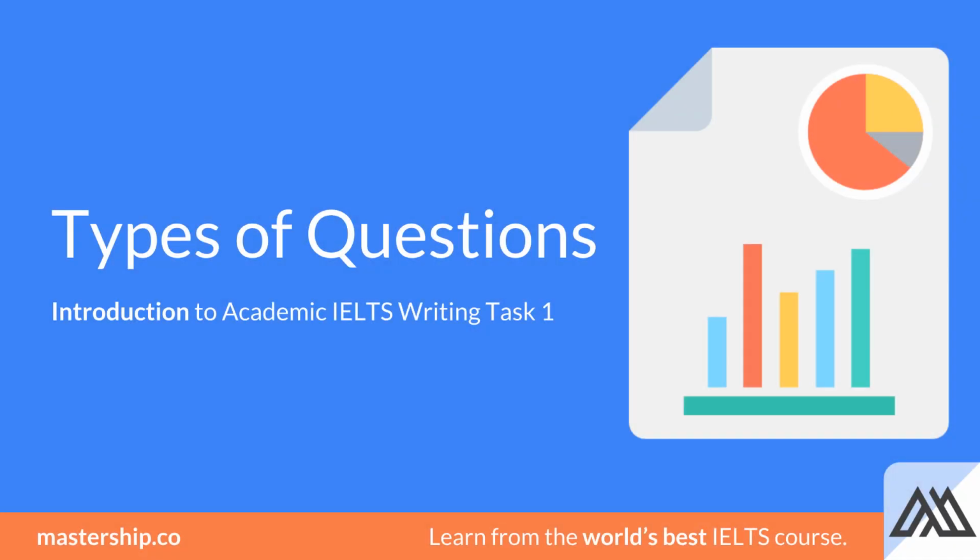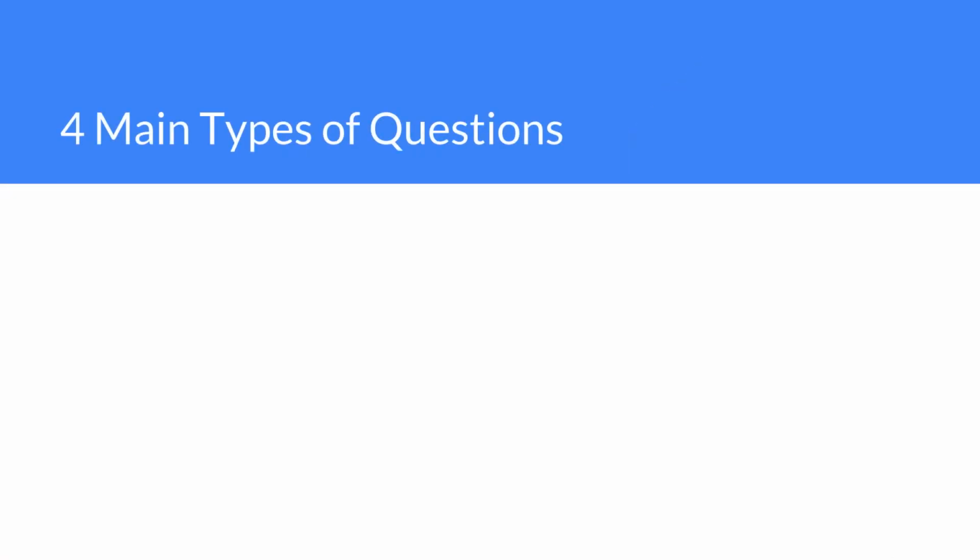In this video, we're going to look at the different types of questions that you're going to see on the Writing Task 1 essay. Let's get started. So essentially, there are four main types of questions that you're going to see. Let's see what those are.